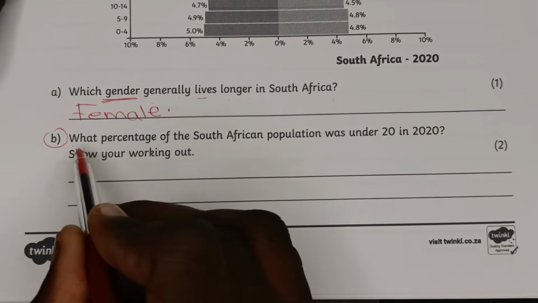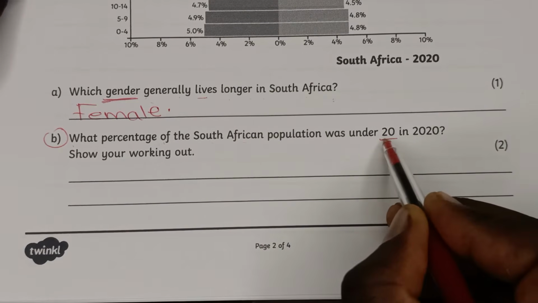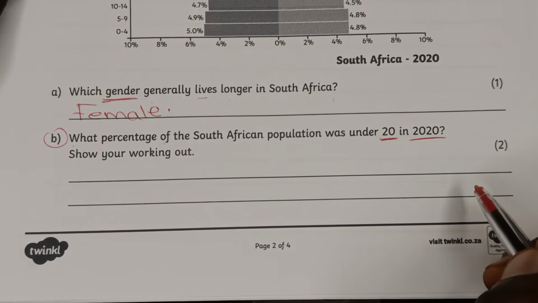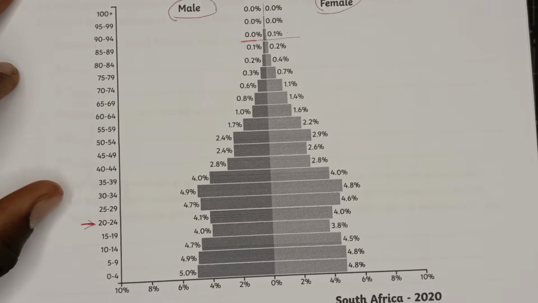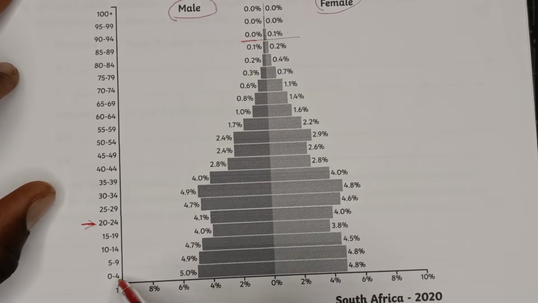Question B says, what percentage of the South African population was under 20 in 2020? To get the percentage of the population under 20 years, it's from here, because here is 15 to 19, 10 to 14. So from here going down, it's under 20.